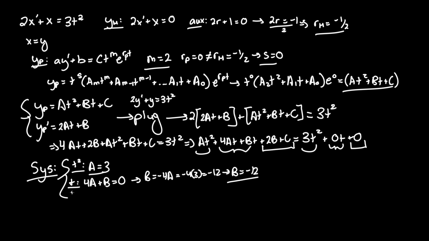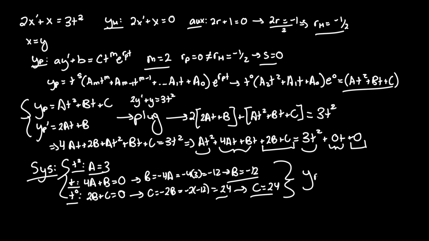Now we have t to the 0, or just our constants, where we have 2b plus c, equal to 0 once more. Following the same pattern, we're trying to find c, so c equals negative 2b, which equals negative 2 times negative 12, which equals positive 24. Thus, c equals positive 24, which gives us our final answer for y particular.